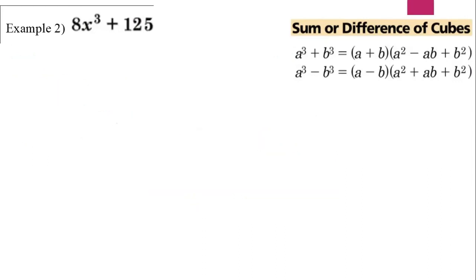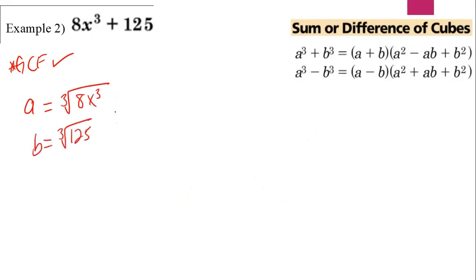All right, let's try another one. So this time I have 8x cubed plus 125. Okay, so again, I want to check for GCF. If there isn't a GCF, then we're good. First, I'm going to identify my A. My A equals the cube root of 8x cubed, and my B equals the cube root of 125. The cube root of 8x cubed is 2x. The cube root of 125 is 5. I now have my A and my B. And again, I am using the sum, so I'm plugging them into this formula.